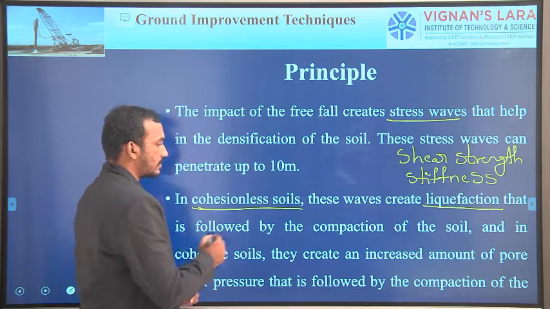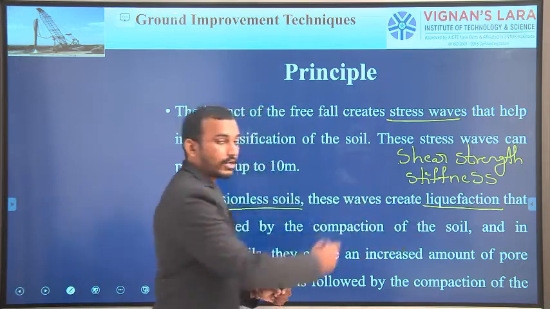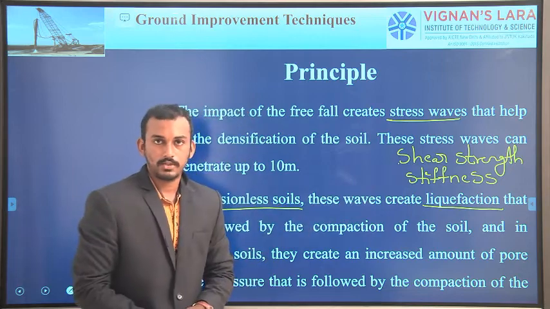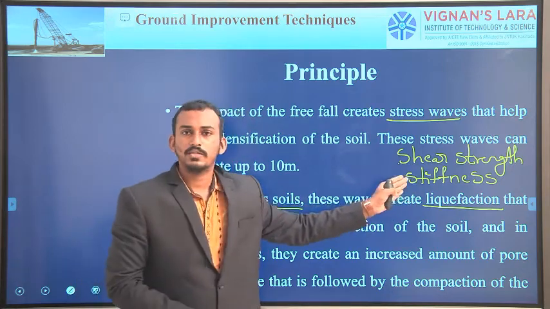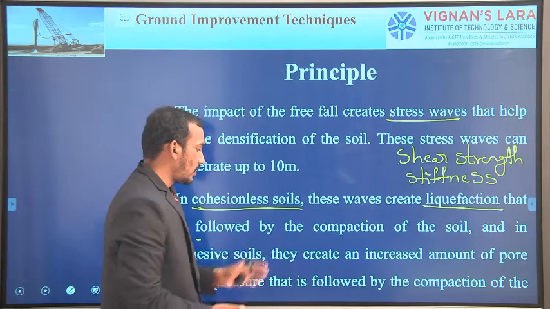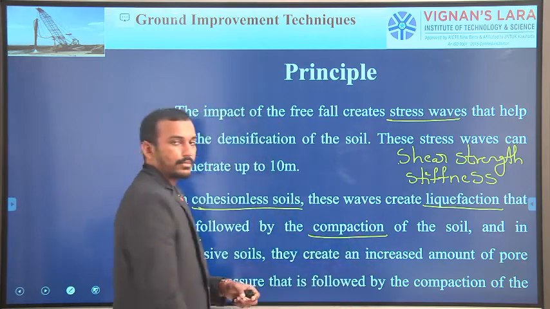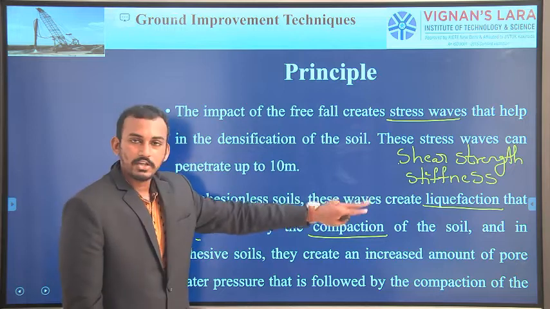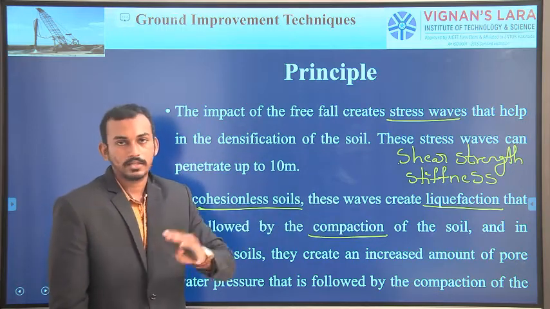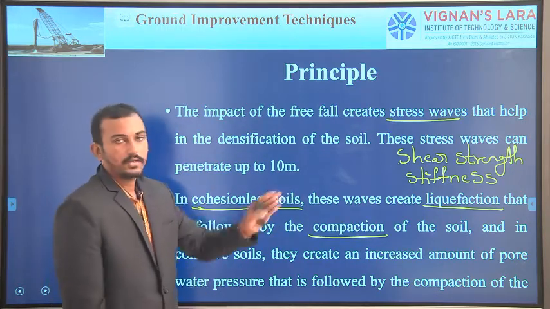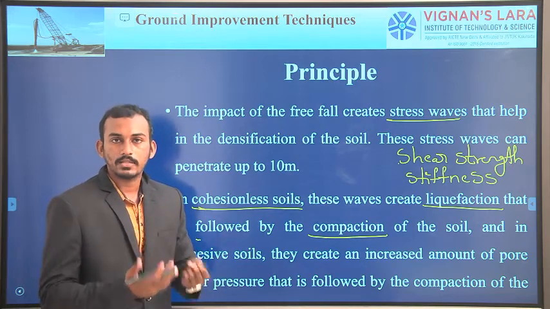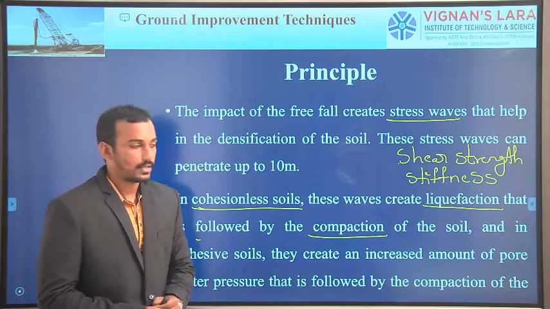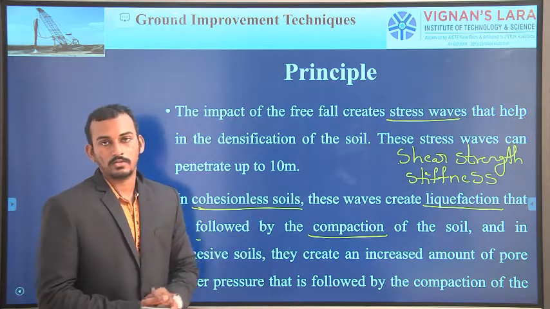So let's see the principle. These waves create liquefaction, which means 0 shear strength and 0 stiffness. As there is no resistance to deformation, the soil is easily compacted, followed by the compaction. Once liquefaction occurs, it loses its resistance to deformation, that is stiffness. So when there is no resistance, the soil can be easily compacted. That is the phenomenon in cohesionless soils.